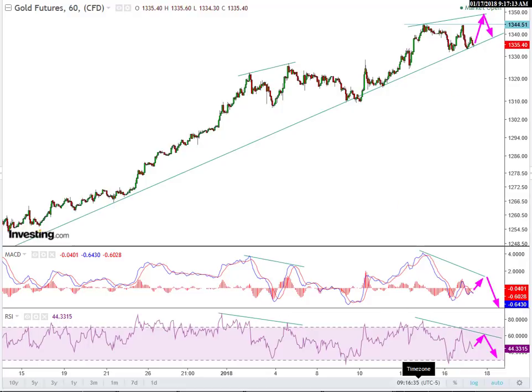And there's also some horizontal support just below. You can see right around that level there. So what is that, a little about 1333 or so. That's what I'm watching on gold.